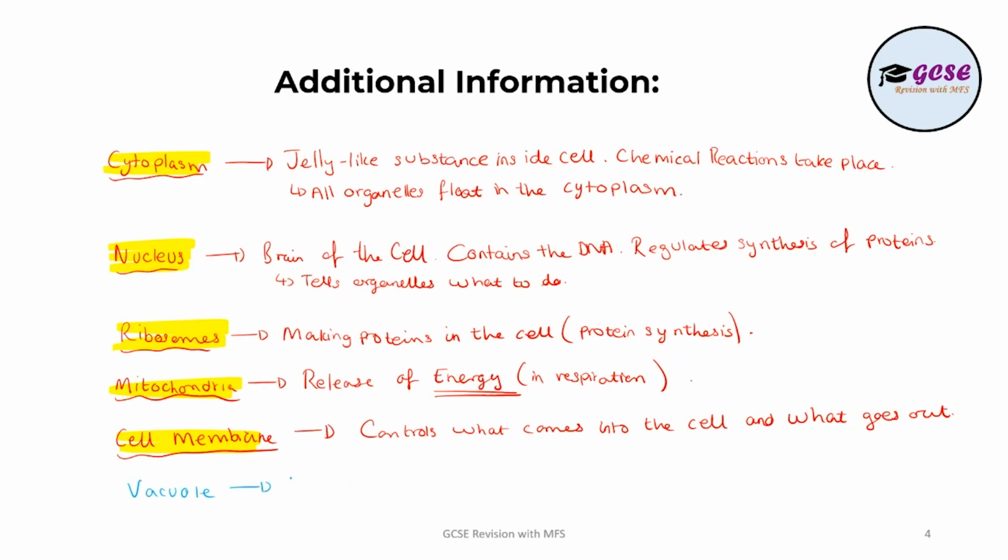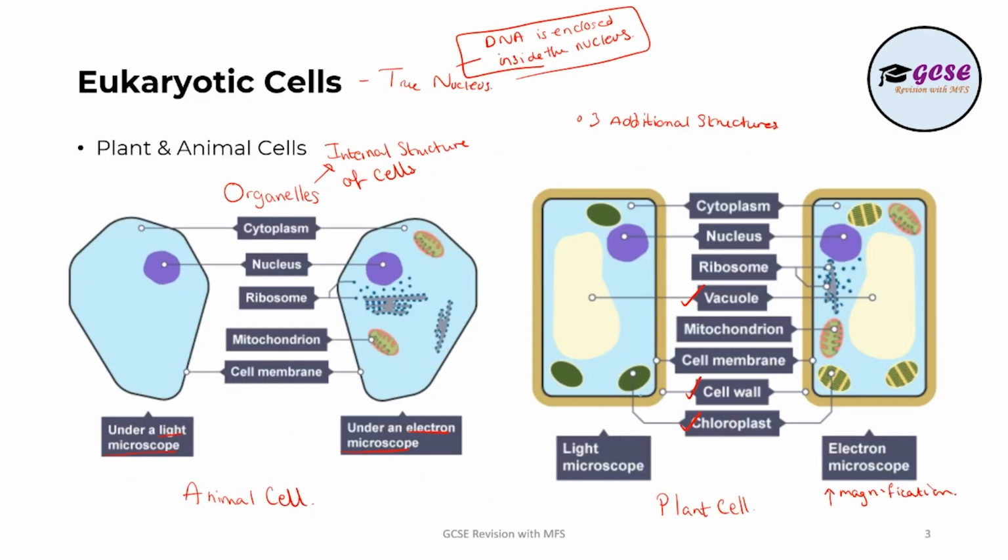The vacuole contains cell sap. So it basically contains the sugars for the cell. And it also gives the cell its structure. That's why if we have a look at the plant cell over here, it has a slight rectangular structure. It's because the vacuole gives the cell its structure.